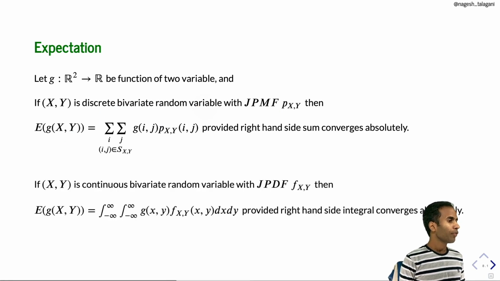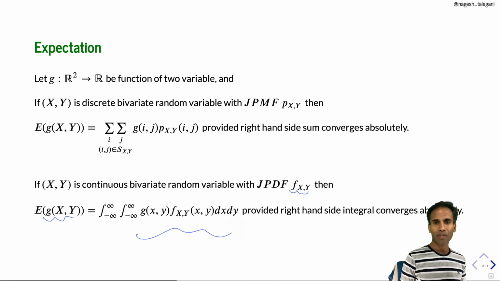Next, if (X, Y) is a continuous bivariate random variable with joint PDF small f_XY, then the expectation of g(X, Y) is defined to be this double integral, provided this double integral converges absolutely. That means if this integral is finite, then we say the expectation of g(X, Y) exists, and this integral is defined to be the expectation of g(X, Y).